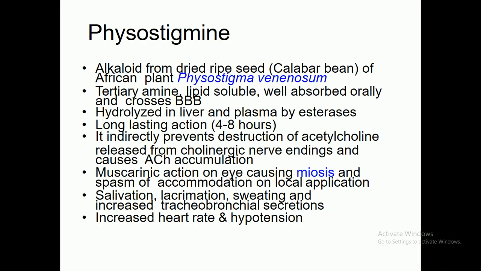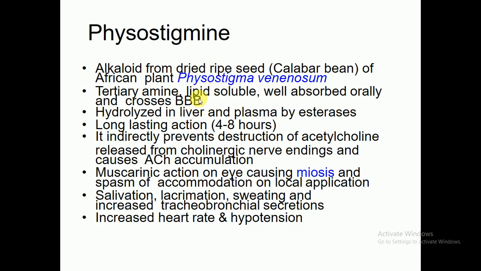As we know, Physostigmine is another anticholinergic drug. Physostigmine is an alkaloid obtained from the dried ripe calabar beans of the African plant Physostigma venenosum. This is the name of the plant from which Physostigmine is extracted.